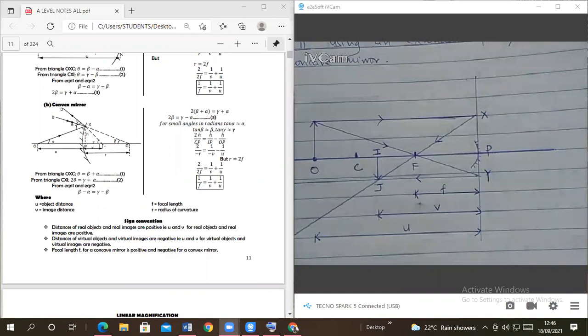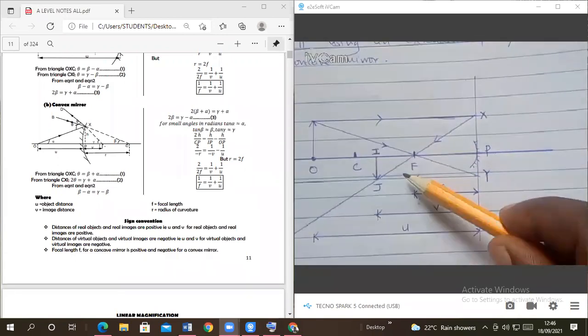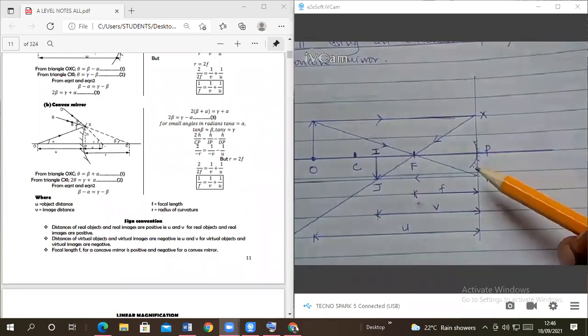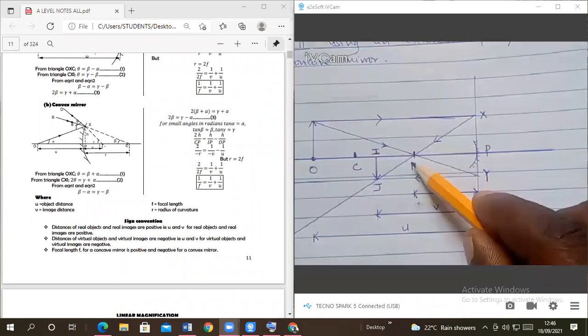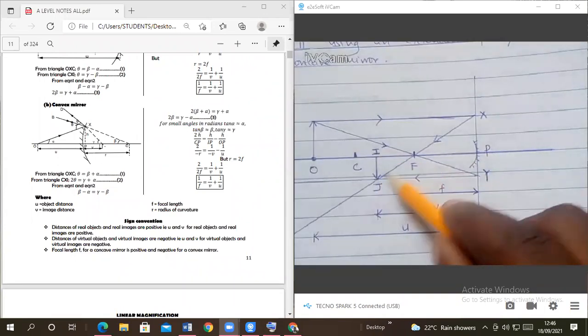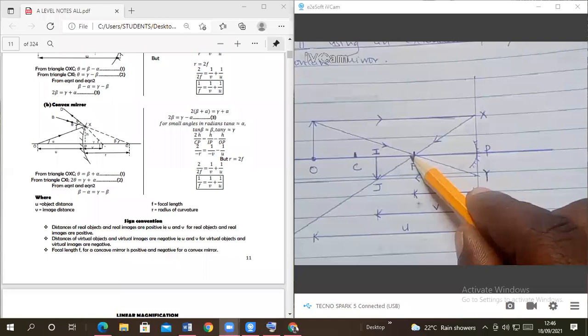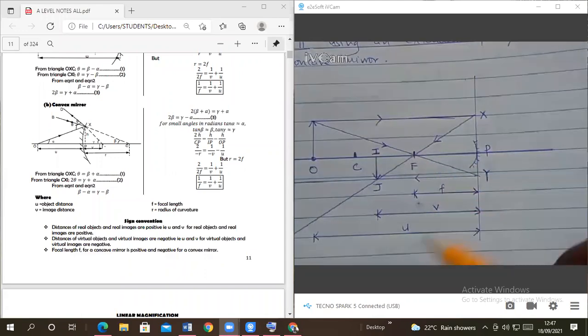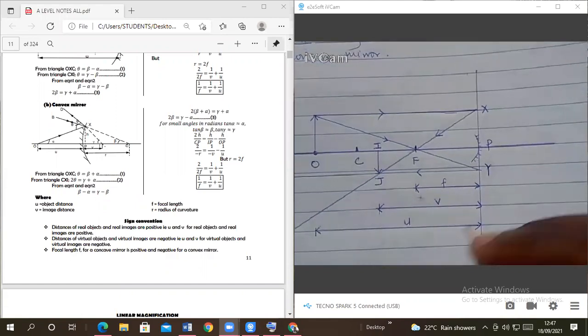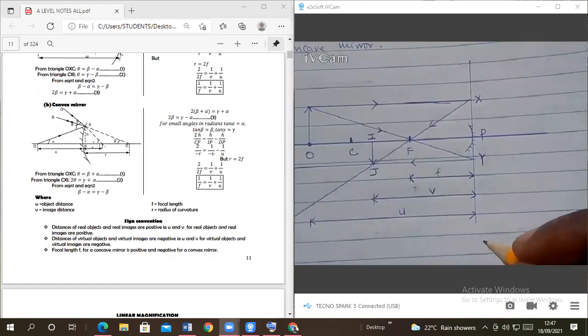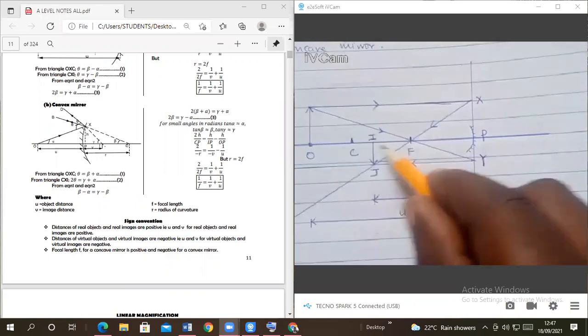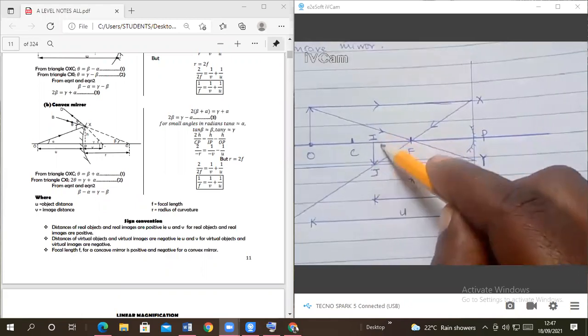Sandra? Yes, teacher. Triangle FIJ is similar to which triangle? Triangle what? FIJ, this one, is similar to which triangle? Stephen, do you remember similarity? It's okay if you don't remember. Stephen, let me ask Stephen. Triangle FIJ is similar to which triangle?